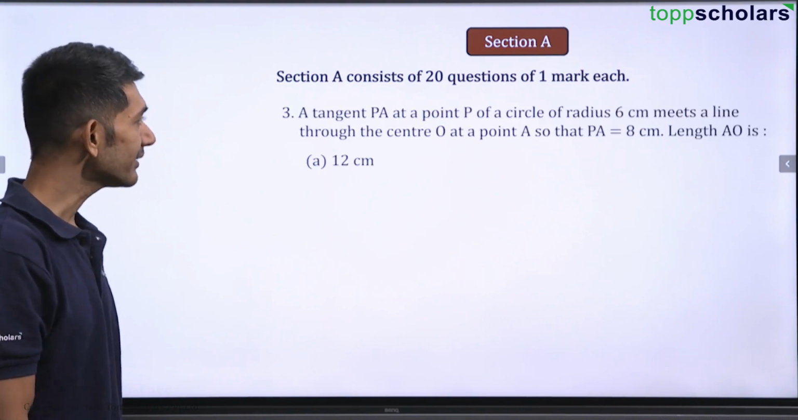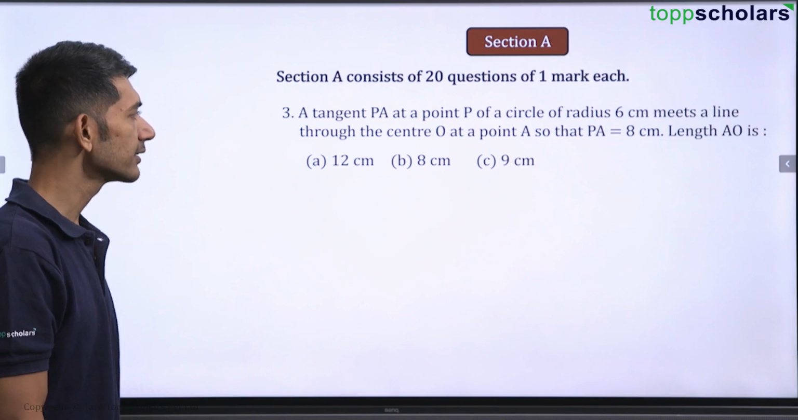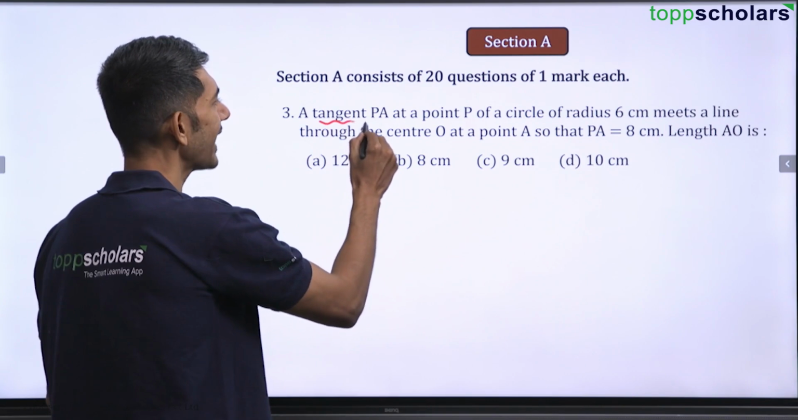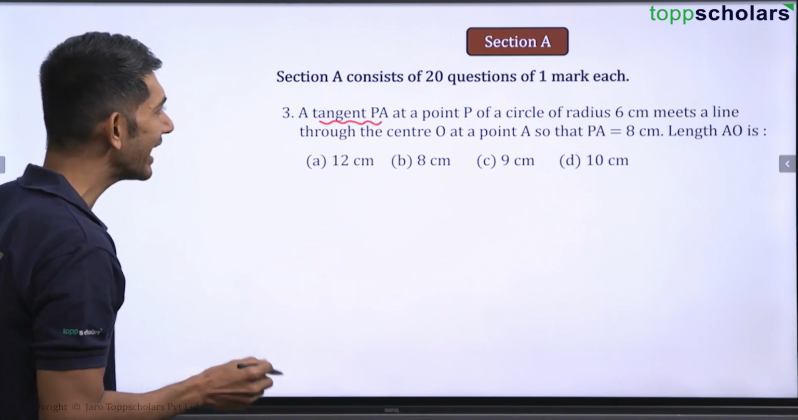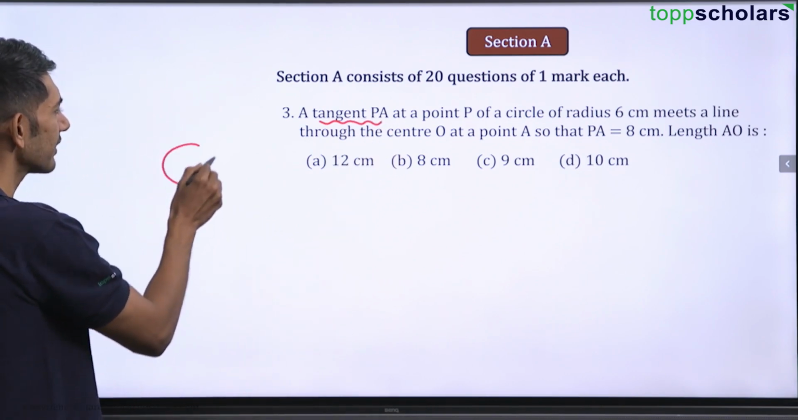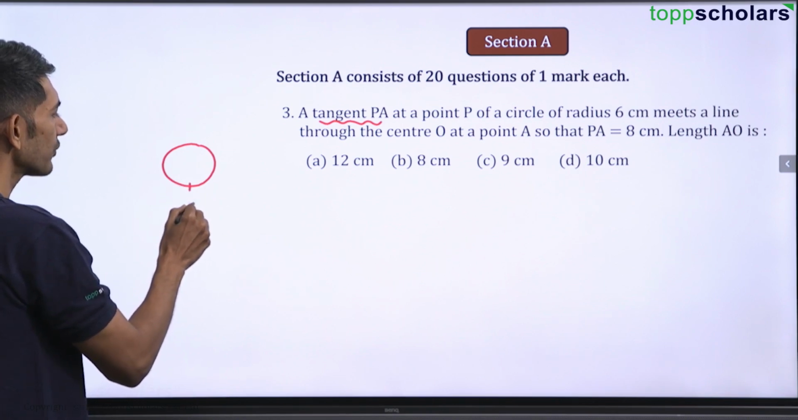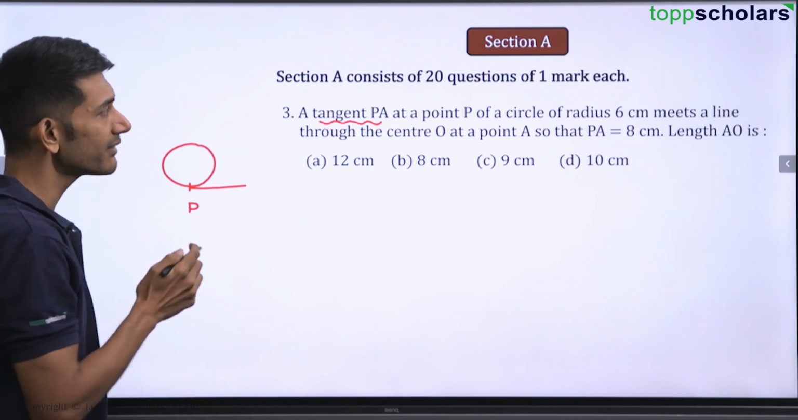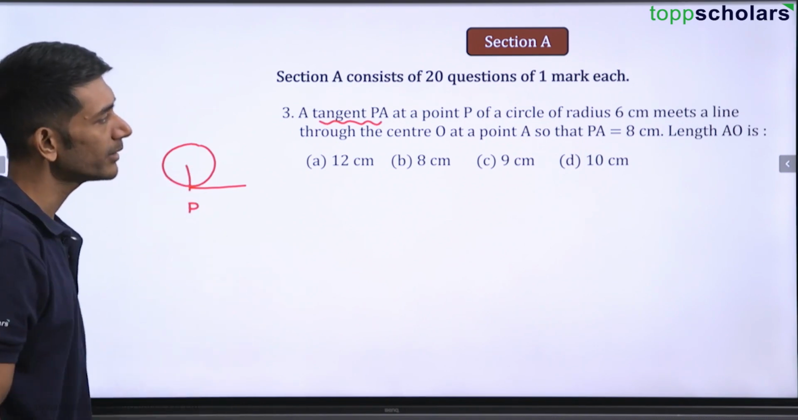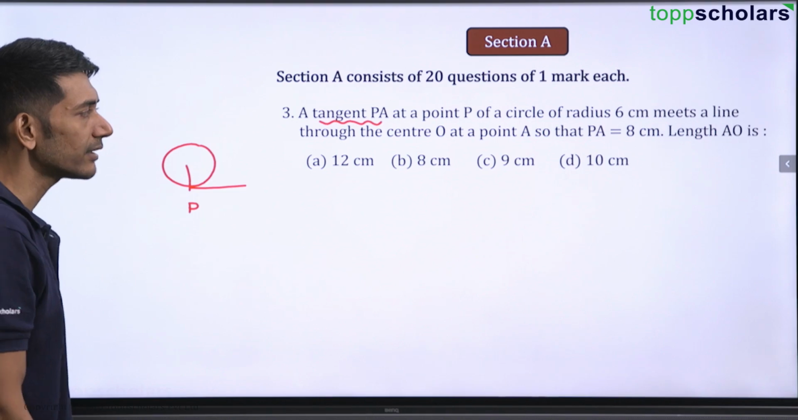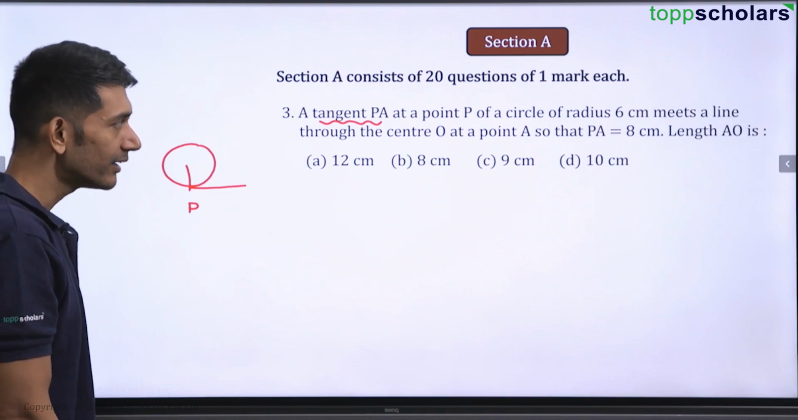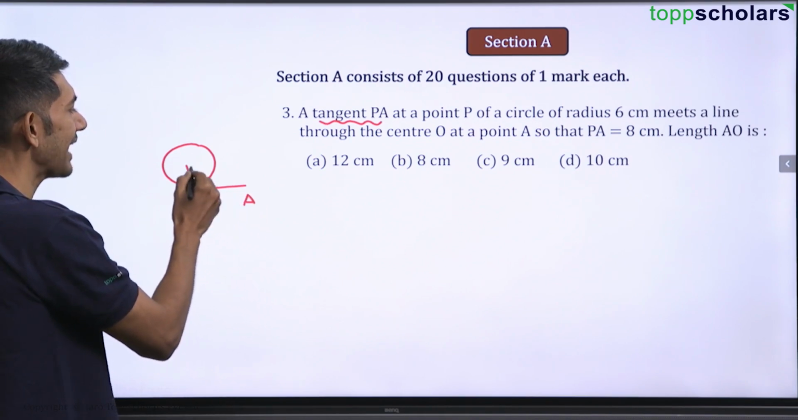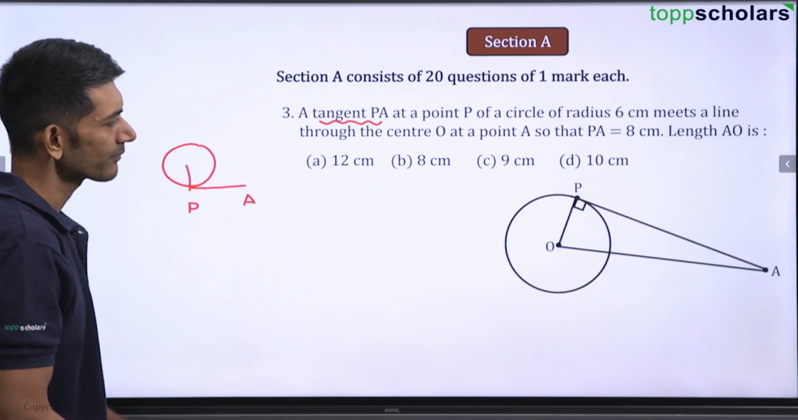Okay, now let us see a question based on circles. So a tangent PA, I hope you know what is a tangent, right? A tangent PA at point P of the circle. So if I have a circle at point P, that means P is on the circle and there is a tangent. Anyways, we'll see the figure of a circle of radius 6 cm. So the radius is given 6 cm. It meets a line through the center O at a point A so that PA is equal to 8. So basically the length of the tangent PA is 8, right?